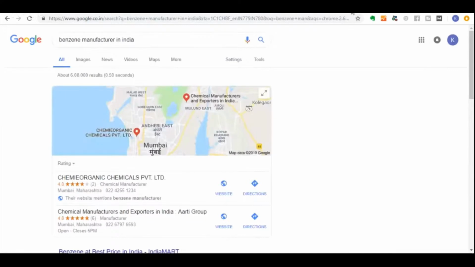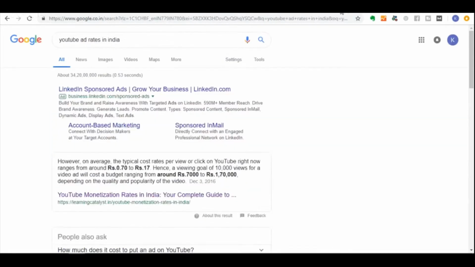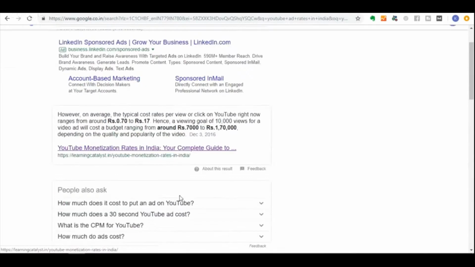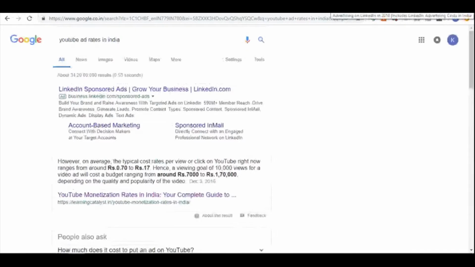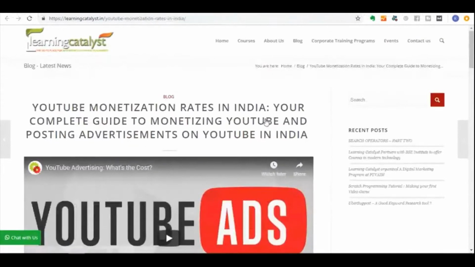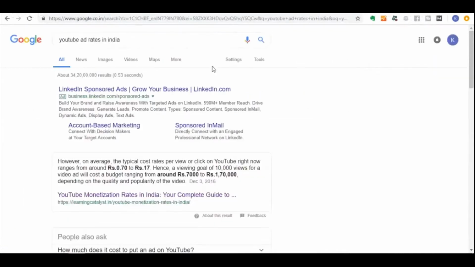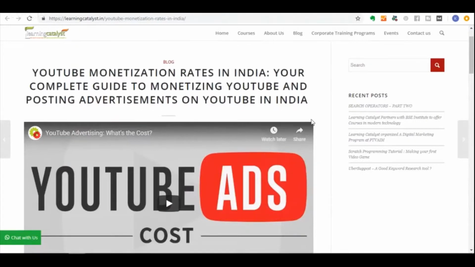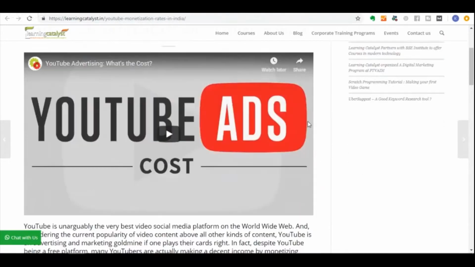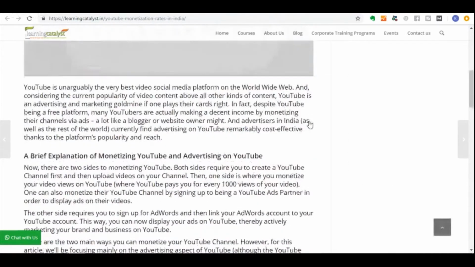Now, very quickly, one more example, again a Learning Catalyst example: YouTube ad rates in India. You see that the top article is one from Learning Catalyst. If you look at the article, the query is YouTube ad rates in India, but if you look at the mindset of a person who's doing that search, what is it that he's looking at?